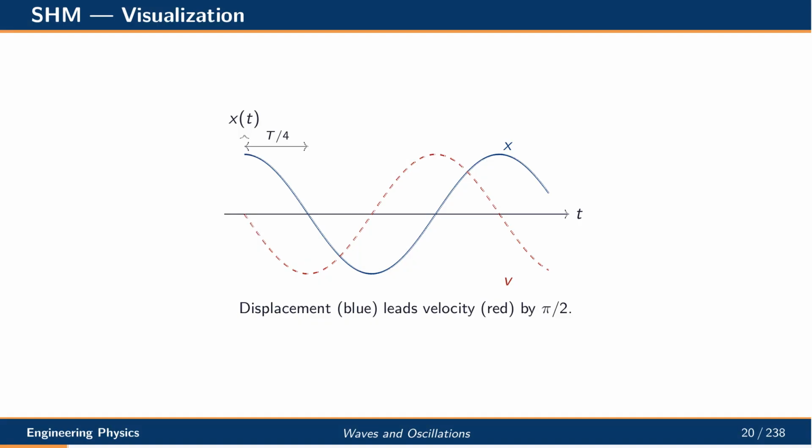This graph shows the displacement and velocity of a simple harmonic oscillator as functions of time. The blue curve represents displacement, while the red curve shows velocity. Notice how the displacement leads the velocity by a quarter cycle. When displacement is maximum, the velocity is zero, and when displacement passes through zero, velocity reaches its peak. This phase relationship is a hallmark of all SHM.